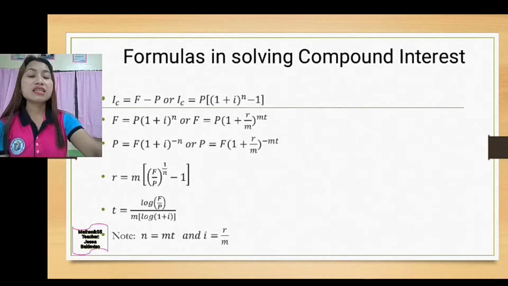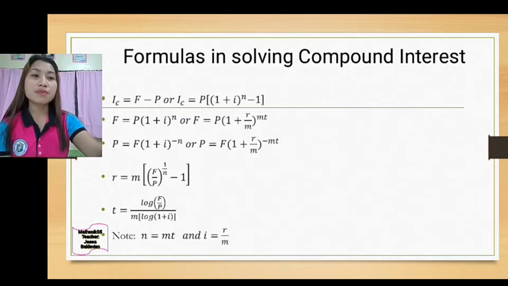Note, n is equal to mt. In order to get the value of n, we need to have the value of m and your t. And our i is equal to r over m. So this time, we have some examples.